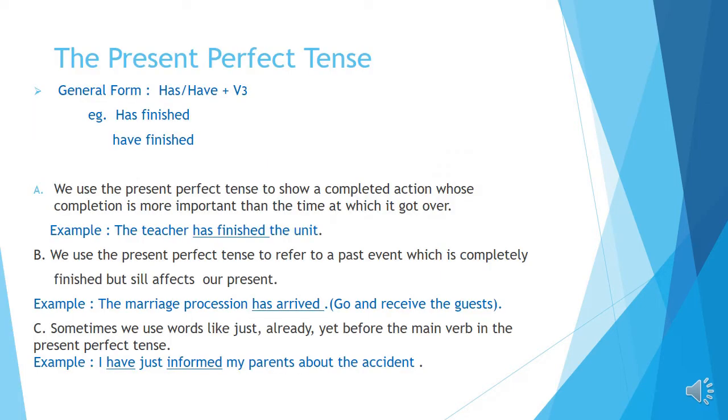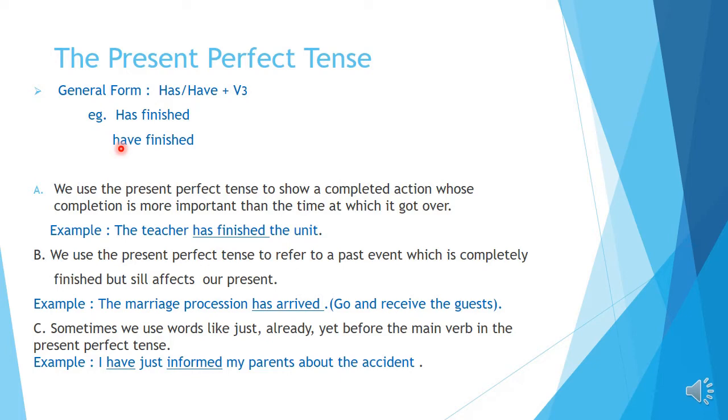Children, now let us learn first about the present perfect tense. The present perfect tense refers to an action just completed. Here the general form of present perfect tense is has or have plus V3. From has or have we have to choose one word and then we have to use the third form of the verb or past participle form of the verb, that is V3. Example, has finished or have finished. When the subject is singular we use has and when the subject is plural we use have.